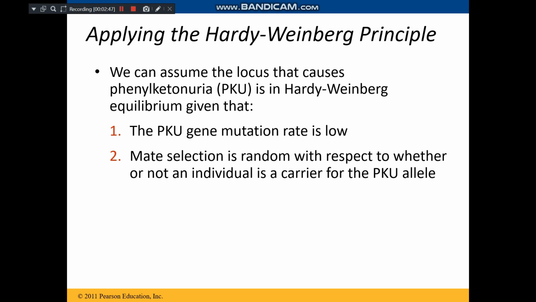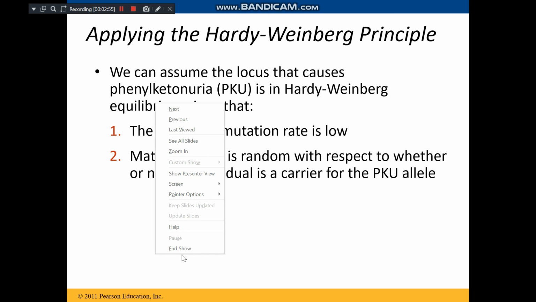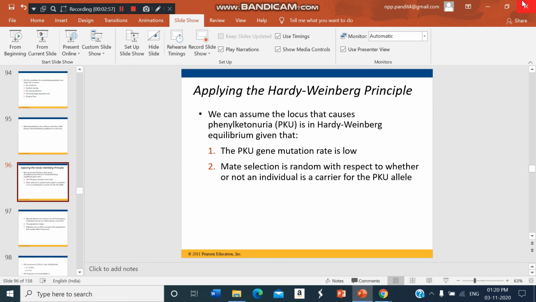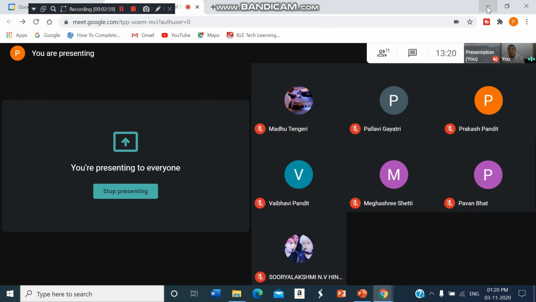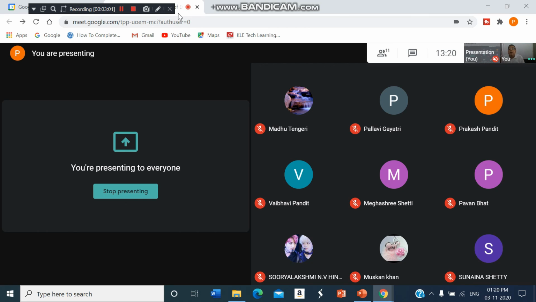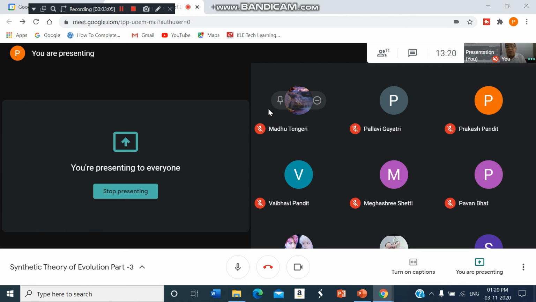We can assume one example, but the time is not permitting me to take that example. I will continue that in the next class. So now let me know whether you have understood what I have told you, because it involves some sort of mathematics.